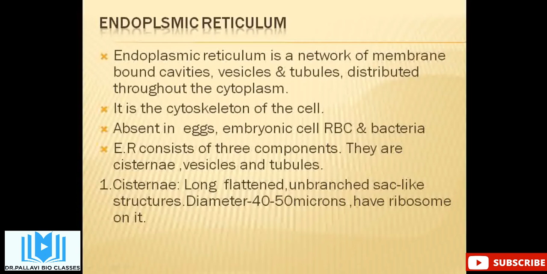This endoplasmic reticulum has three components: cisternae, vesicles and tubules. The first is cisternae. The cisternae are long, flattened, unbranched sac-like structures and measure about 40 to 50 microns in diameter. These cisternae have ribosomes on them in the case of rough endoplasmic reticulum, and are absent in the smooth type of endoplasmic reticulum.